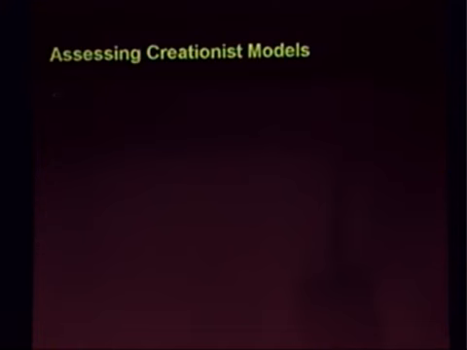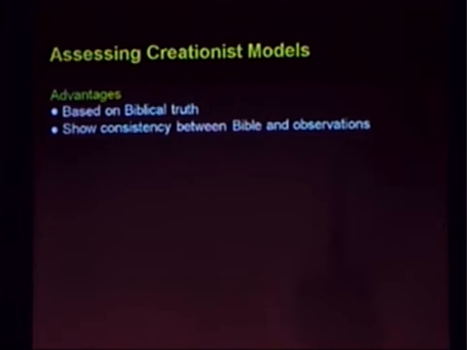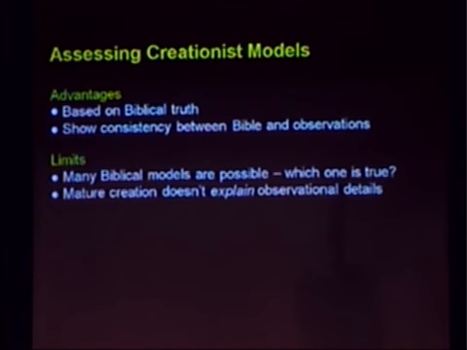How do you explain things? Assessing creationist models. There are advantages to creationist models. They are based in biblical truth. They show consistency between the Bible and the observations. But you have to remember there's always limits here. Many biblical models are possible. Which one is true? Okay, I've given you half a dozen different biblical cosmologies. I'm not going to pick any one as being true. I'm saying there's various possibilities out there. There's various ways that you can find theories that will make the observation consistent with the biblical explanations.